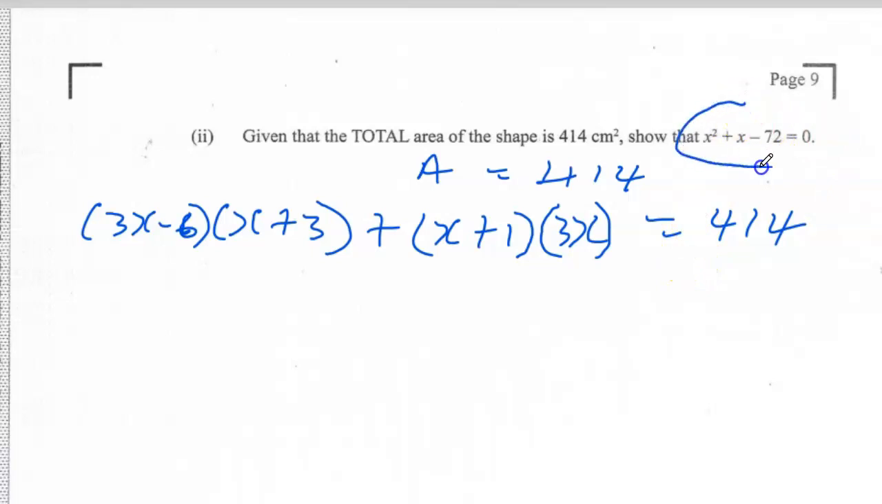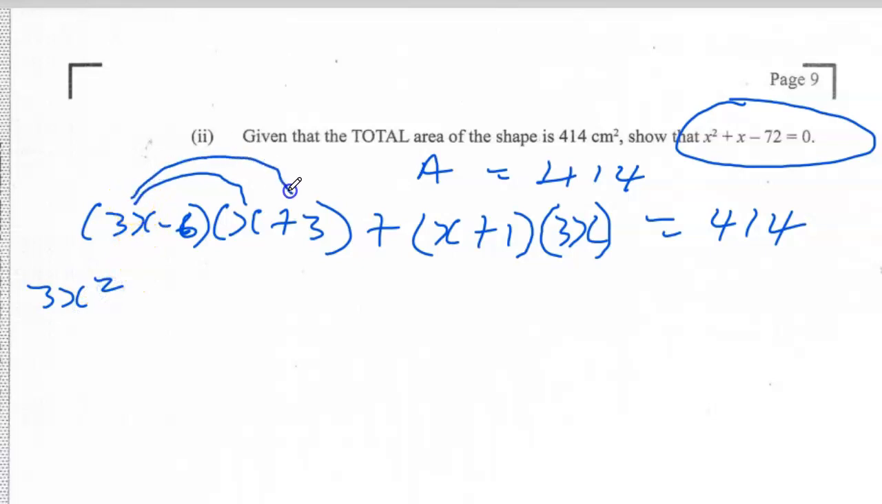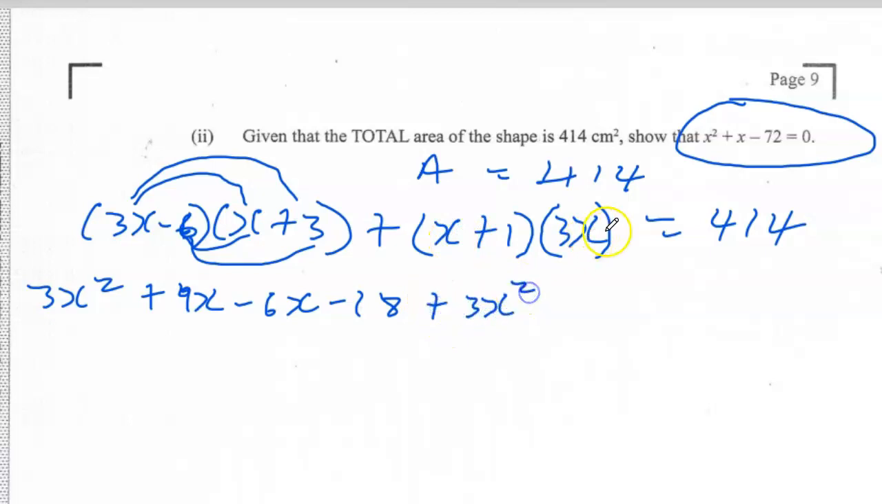Let's expand and simplify. They are saying we should end up with that expression there. So let's expand. 3x times x, that's 3x squared. 3x times 3, that's 9x. Minus 6 times x, that's minus 6x. Minus 6 times 3, that's minus 18. The other bracket, notice outside the x plus 1 is just 3x, so you're multiplying each term in the bracket by 3x. 3x times x, that's 3x squared, and 3x times 1, that's 3x.